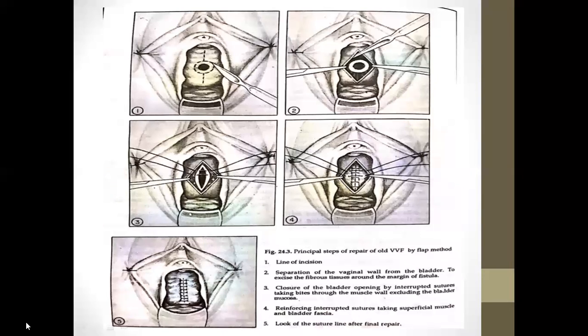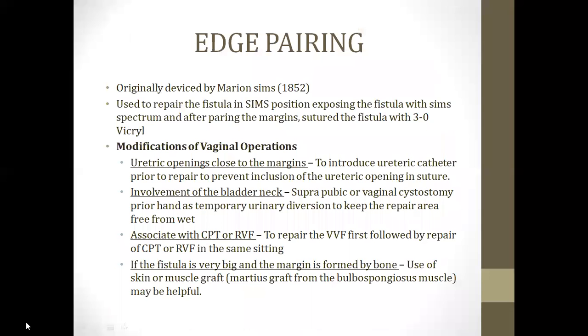Coming to the postoperative follow-up, the other operation is the edge paring operation, originally developed by Marion Sims in 1852, used to repair the fistula in Sims position, exposing the fistula with a Sims speculum, and after paring the margin, suturing the fistula with 3-0 silk. So here the scar is excised, then end-to-end suturing is done without tension.